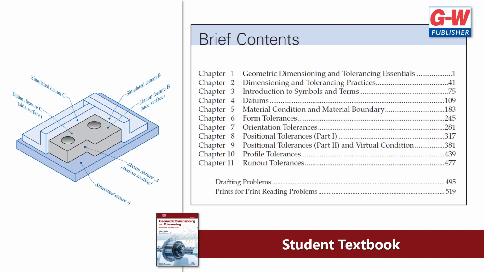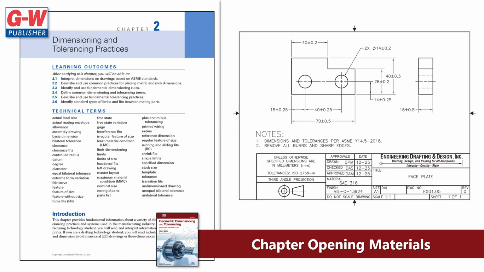The sequence of chapters in Geometric Dimensioning and Tolerancing is similar to the organization of topics in ASME Y14.5, 2018. The instructional design of Geometric Dimensioning and Tolerancing includes student-focused learning tools to help you succeed. This visual guide highlights these features.